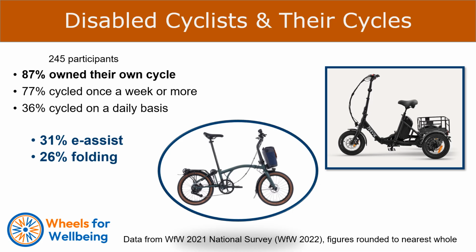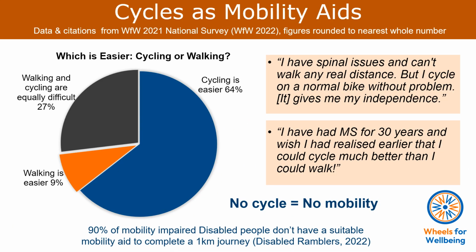So we can see from this data that once disabled people have a cycle that's accessible to them, then they use it on a very regular basis. But it goes beyond just using cycling as a regular form of transport or physical activity. So for many disabled people, cycling isn't just a leisure activity or a form of physical activity, both of which are very important, but cycling also provides essential mobility for disabled people who might not have any other option to make that journey. So in our survey, we asked disabled cyclists which they find easier, cycling or walking.